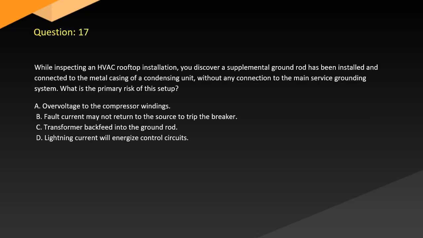Question 17. While inspecting an HVAC rooftop installation, you discover a supplemental ground rod has been installed and connected to the metal casing of a condensing unit without any connection to the main service grounding system. What is the primary risk of this setup? A. Overvoltage to the compressor windings. B. Fault current may not return to the source to trip the breaker. C. Transformer backfeed into the ground rod. D. Lightning current will energize control circuits.